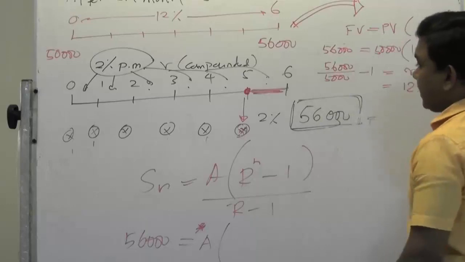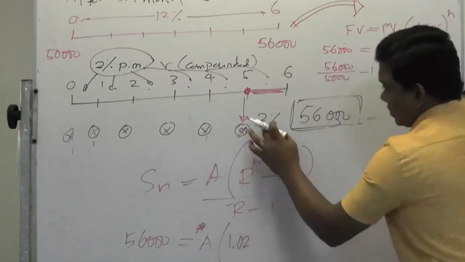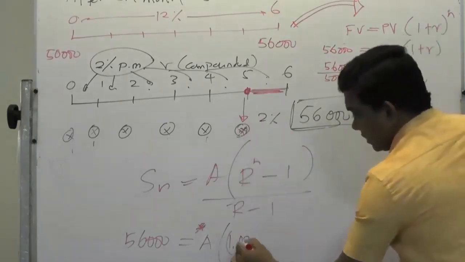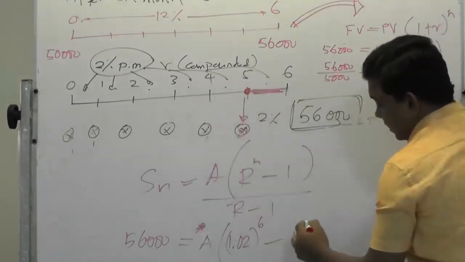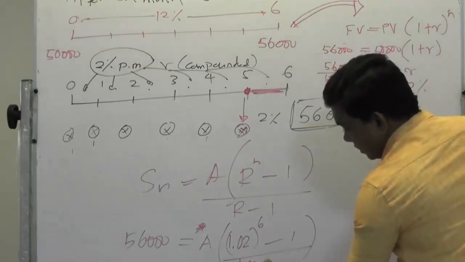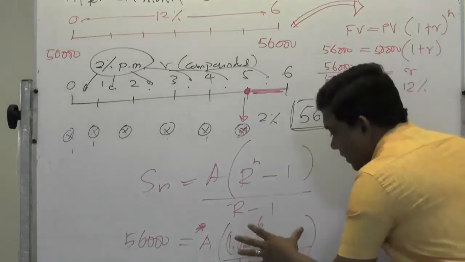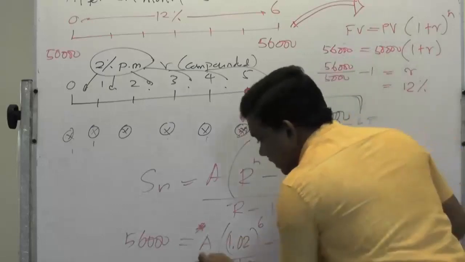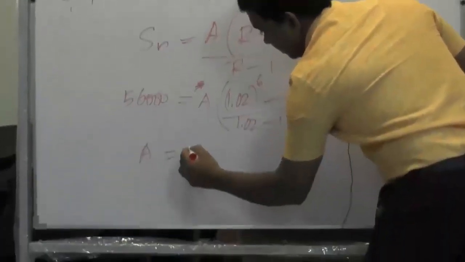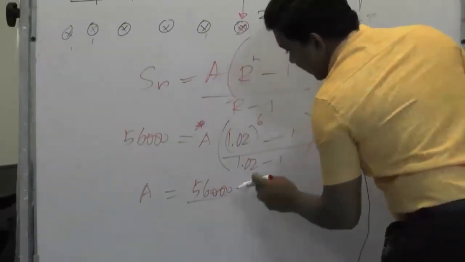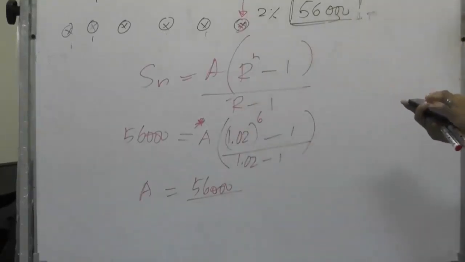We know R, that is 1 plus simple r. 1 plus simple r means 1.02 because simple r is 2%. Then power n, that is 6 months, minus 1, divided by 0.02, right? Let's see what is the value of this. You can solve this part, then bring that to the other side, then you will have A. Let's calculate A first. A equals 56,000 divided by the answer of this bracket. What is the answer of this bracket?